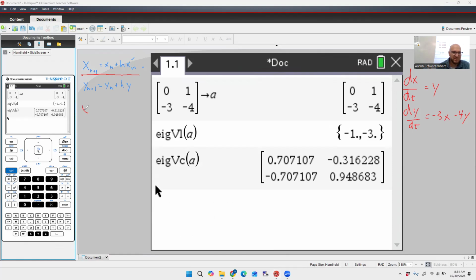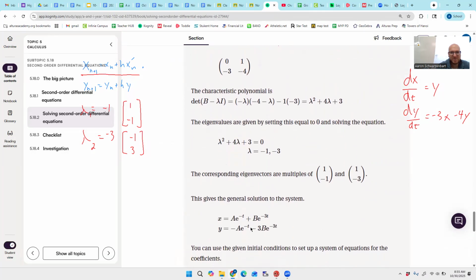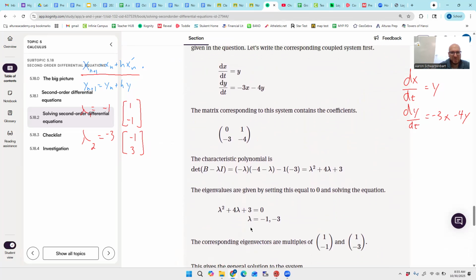Okay, so we have lambda 1 equals -1, and it goes with eigenvector 1, -1. Lambda 2 equals -3, and it has an eigenvector that looks like -1, 3. I'm guessing the book puts the negative on the bottom, so I'm going to check. I think it's easiest to just match. Yep, they put the negative on the bottom.